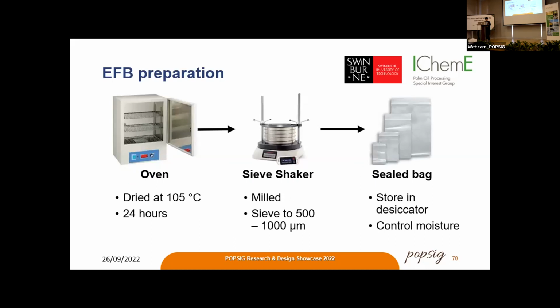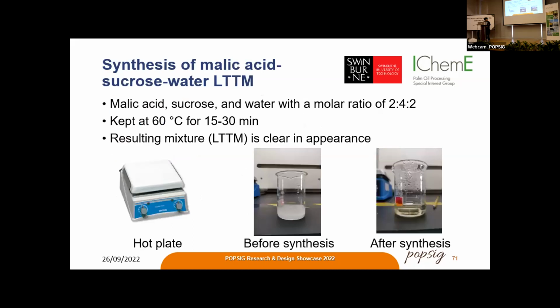First, after I collected my EFB, I will put it in the oven to dry at 105 degrees Celsius for 24 hours to remove the moisture. After that, the EFB will be put into a sieve shaker, and then it will be milled and then sieved to a desired particle size of 500 to 1000 micrometer. After that, I will put it into a seal bag and store it in a desiccator to prevent more moisture from getting in.